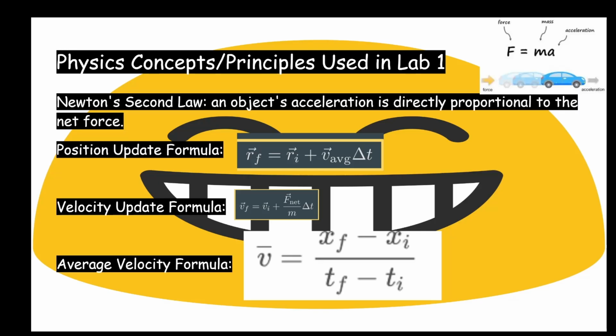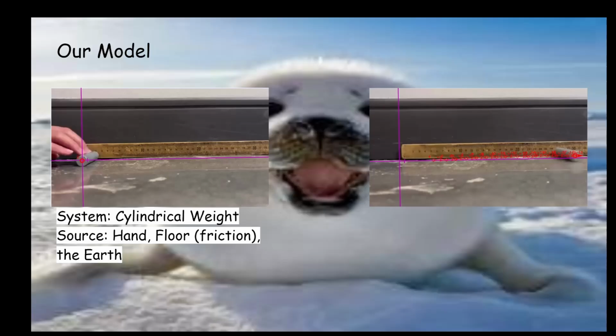So, physics concepts and principles used in Lab 1, we have Newton's second law: an object's acceleration is directly proportional to the net force, which is also F equals ma. Position update formula: r final is equal to r initial plus v average times delta t. Velocity update: v final is equal to v initial plus F net over m times delta t. And our average velocity formula, which is just the displacement in x over the time elapsed.